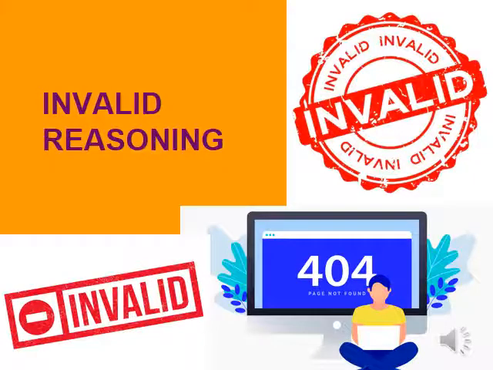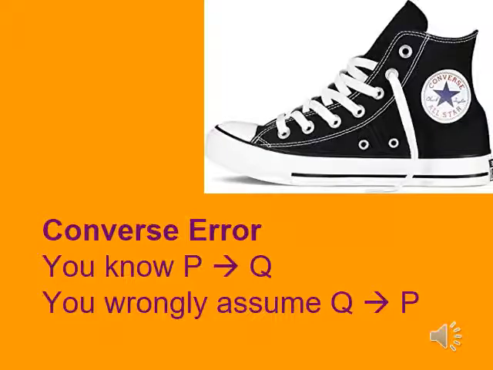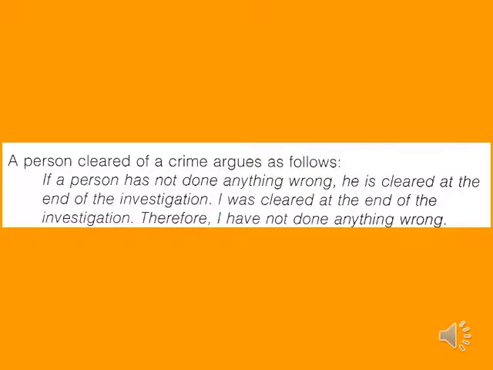I want to first review the different kinds of invalid reasoning that we talked about last week at the end of the week. First, we talked about converse error, where you had an if-then statement and you wrongly assumed that it would still make sense if you went backwards. You knew P implies Q, you tried to assume Q implies P. Your book's example of this looks like this.